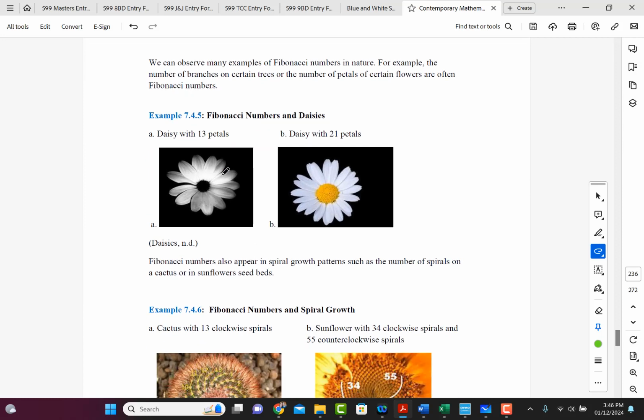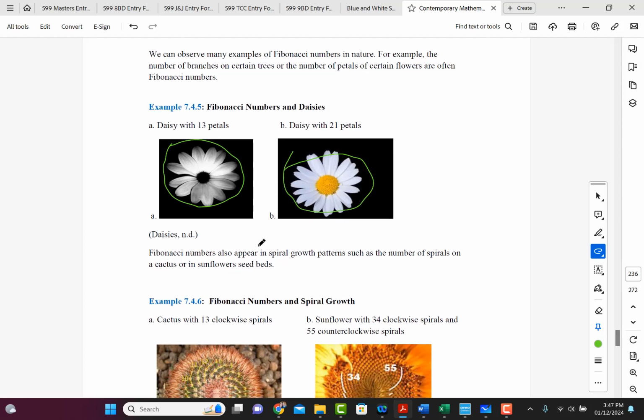Now, we can also observe many examples of Fibonacci numbers in nature. For example, the number of branches on certain trees or the number of petals of certain flowers are often Fibonacci numbers. Okay, look at the petals on a daisy. So here's a daisy with 13 petals. And then we've got a daisy with 21 petals, which are both Fibonacci numbers.